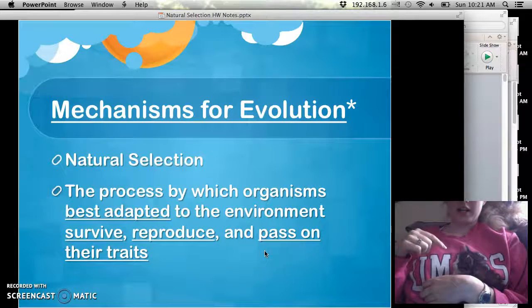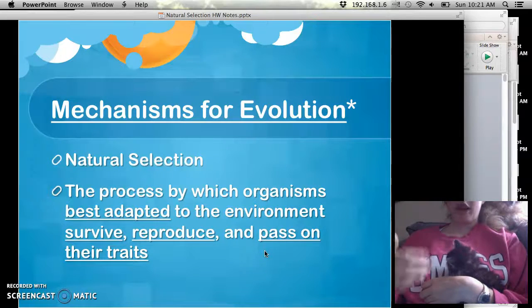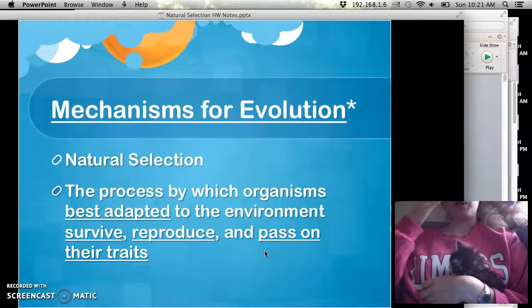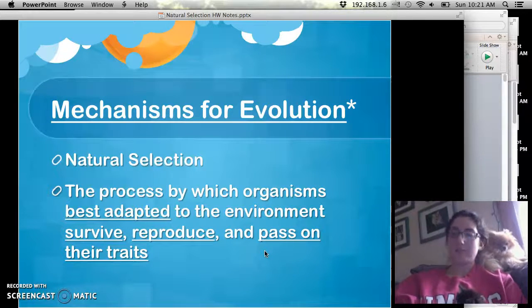So her trait of dark fur is not helping her adapt and survive. If she was a pink cat, she would be best adapted, she would survive, and she would pass on that pink trait. But if she was living in a pink world, she would get eaten. She wouldn't be able to pass on any traits to her kids because she wouldn't be alive.